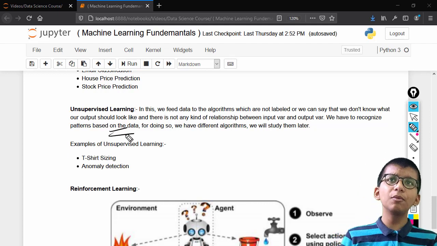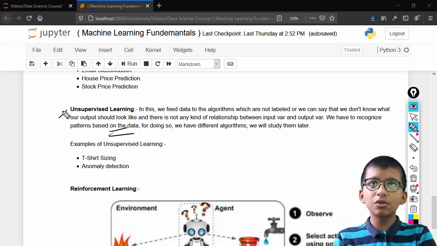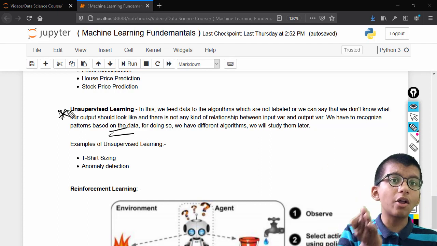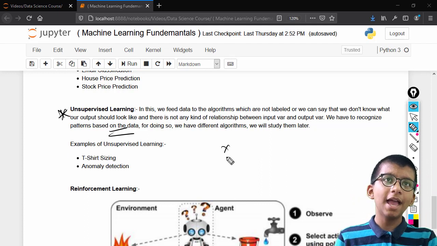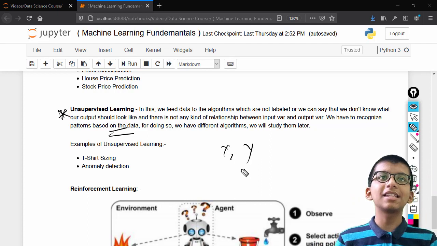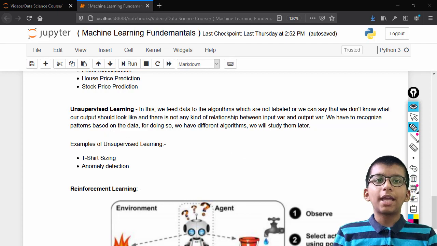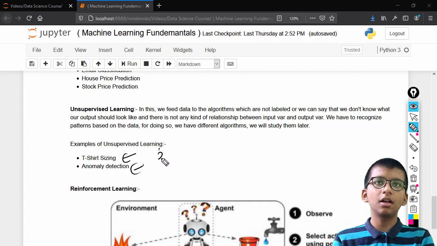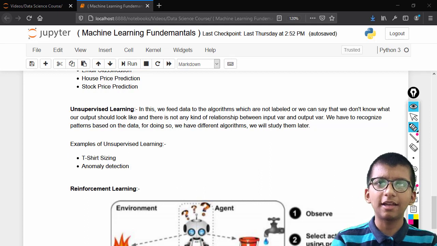We will talk in more detail later on, so if you have not understood unsupervised learning, don't worry about it. One line for this: the data are not labeled, or there isn't any kind of relationship between input value X and output value Y, or we don't know what our output should look like. Some examples are t-shirt sizing, anomaly detection, recommendation systems, and a lot more we'll see later on.